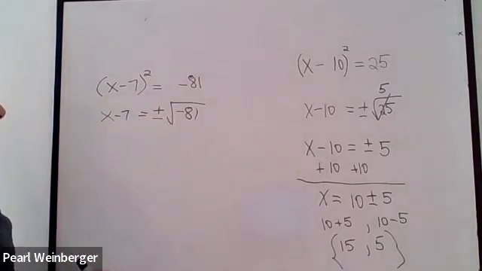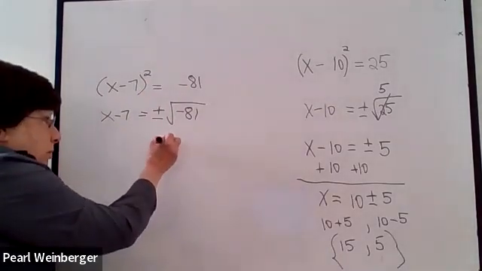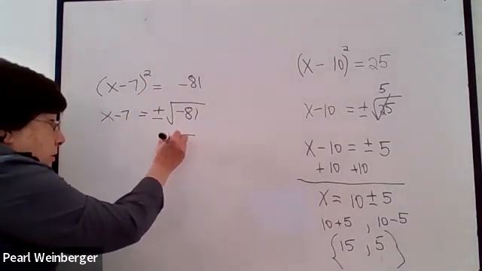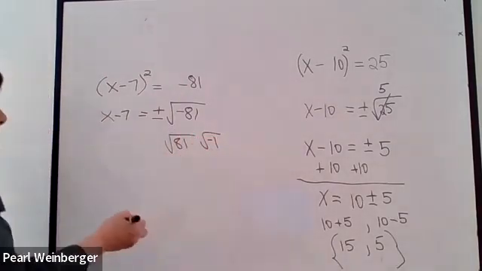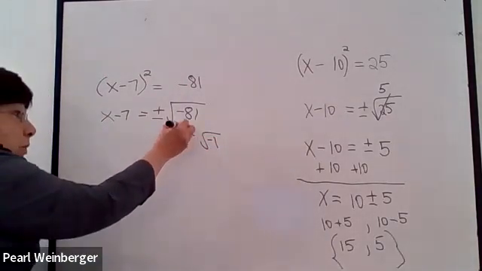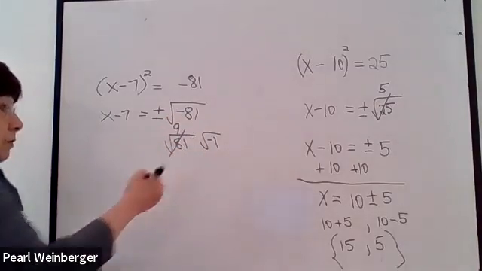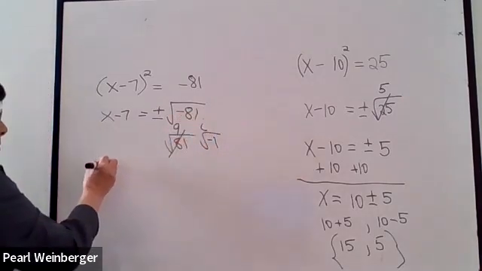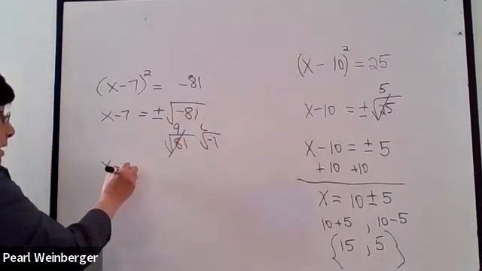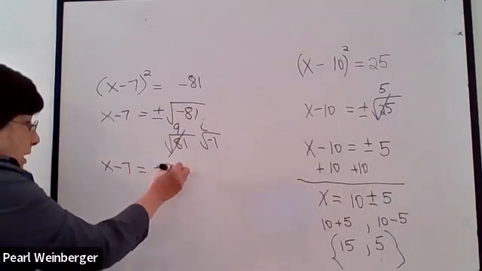All right. Let's try and simplify the square root of negative 81. Well, if you remember, that really is the square root of 81 times the square root of negative 1. And the square root of 81 we know is 9. And the square root of negative 1, we just learned that, that's i. In other words, x minus 7 equals plus or minus 9i.